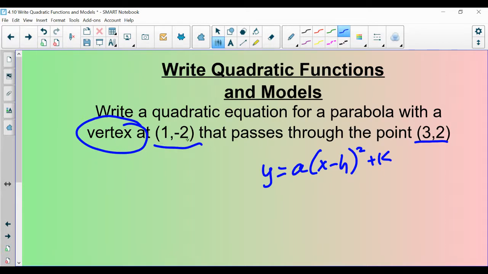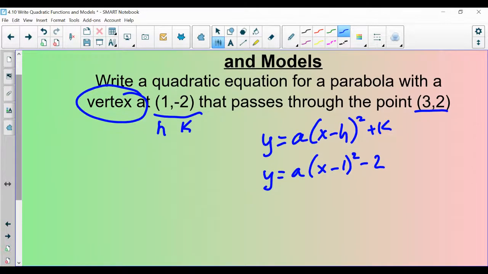The x value of your vertex is going to be h, and the y value of your vertex is going to be k. So you are going to put 1 in for h and -2 in for k. When I do that, I'll have y = a(x - 1)² - 2. This would actually be the right answer if I only knew what the value of a is. And so my goal is going to be to discover what a is and then write it back in this form with a filled in.